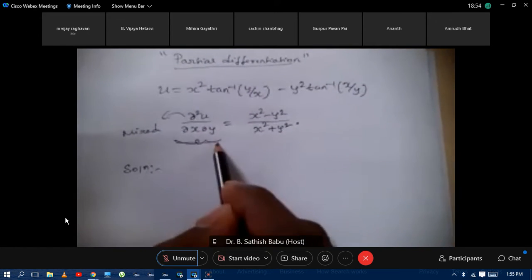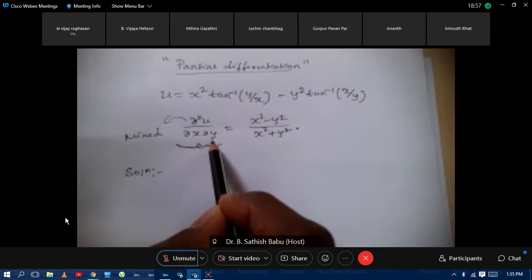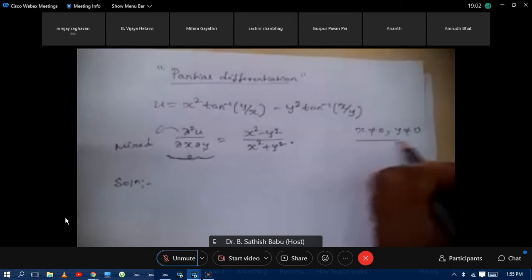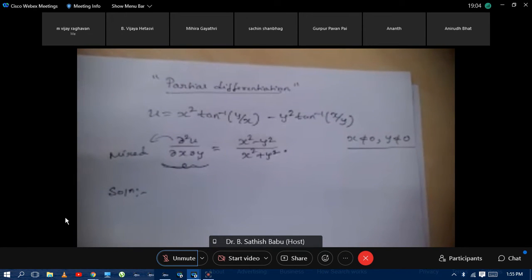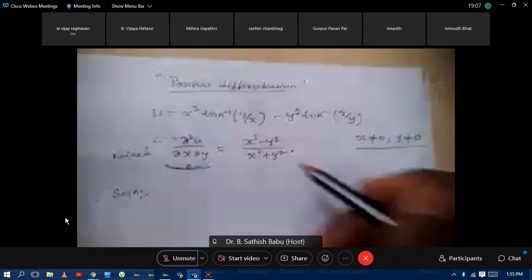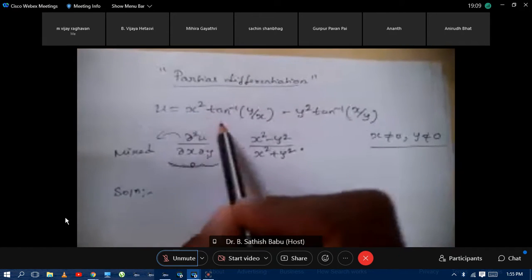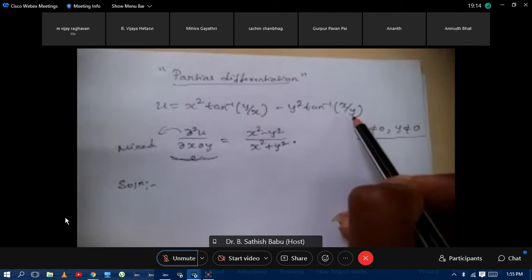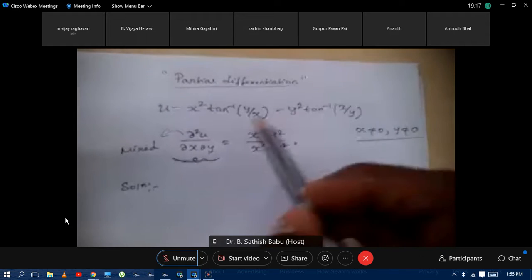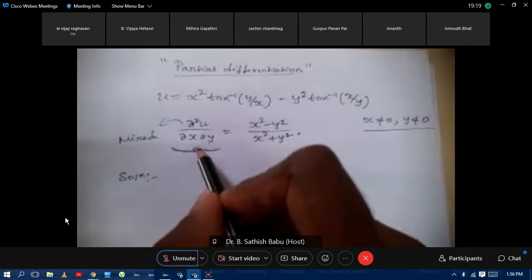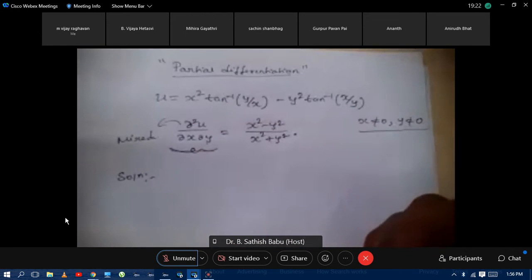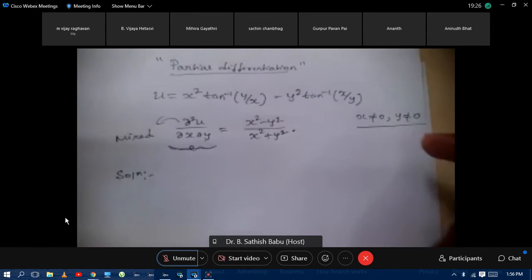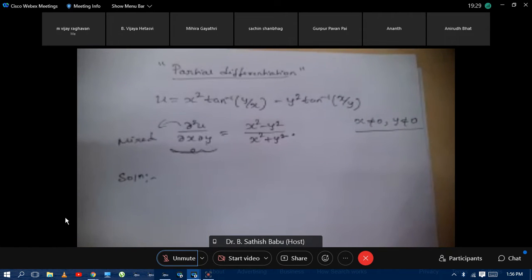Now, according to this, I can differentiate with respect to y or with respect to x, taking that x is not equal to 0, y is not equal to 0. This condition is given in the question itself. If u is equal to x square tan inverse of y by x minus y square into tan inverse of x by y, with x not equal to 0, y not equal to 0, prove that dou square u over dou x dou y is equal to x square minus y square divided by x square plus y square. Do we need this condition, x not equal to 0, y not equal to 0?